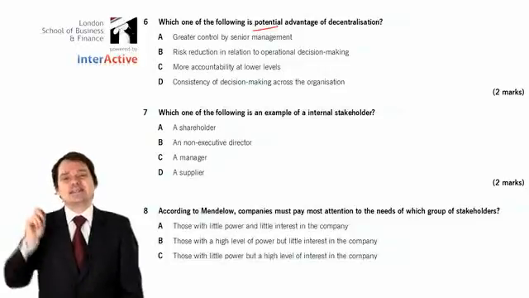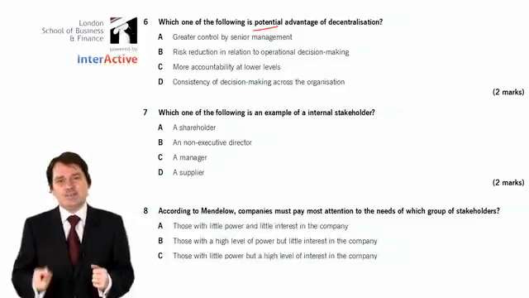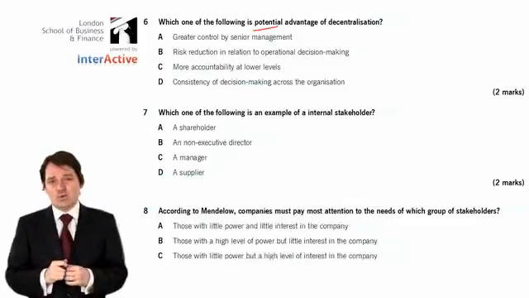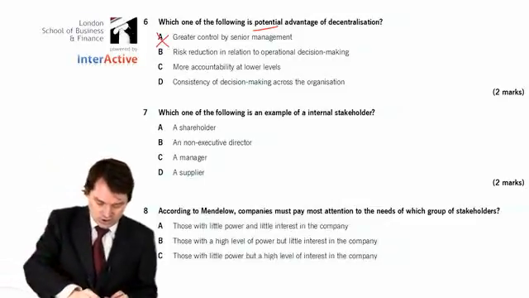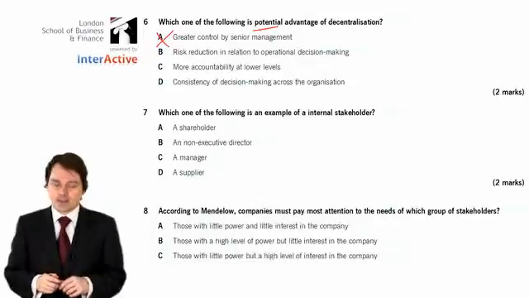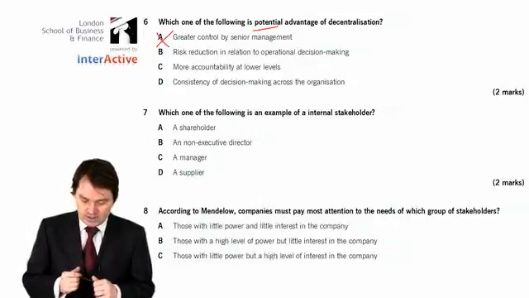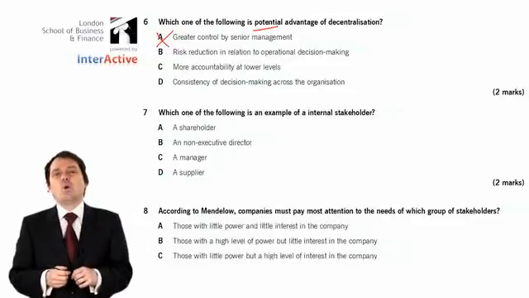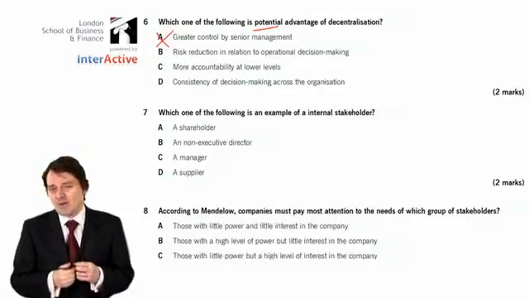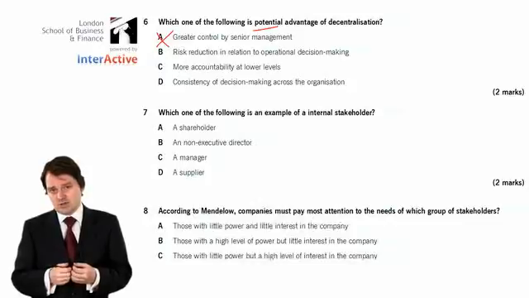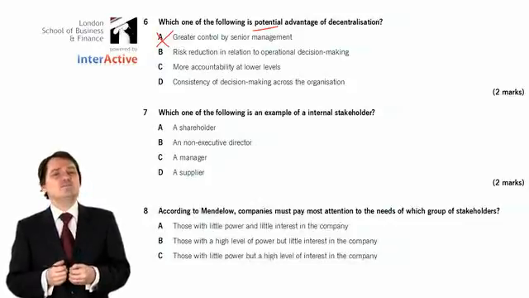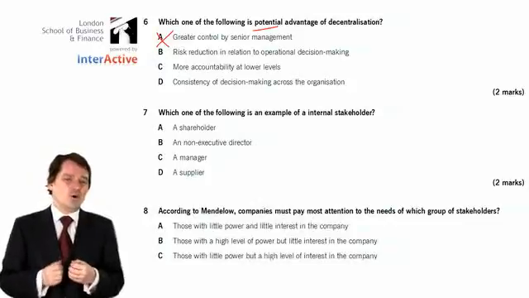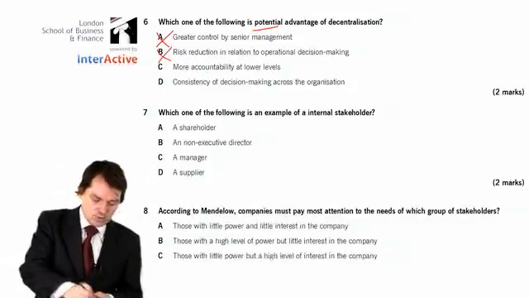Decentralisation means exactly the opposite. It means letting workers lower down the organisation make their own decisions. So it's not A. B, risk reduction in relation to operational decision making. Well, if you let people lower down the organisation make decisions, then presumably there is more risk because they may not be as experienced. So B is also going to be wrong.